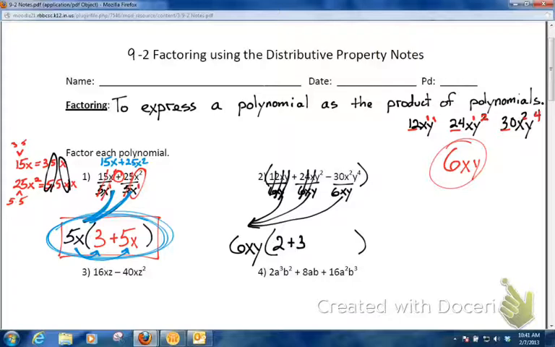The x's cancel completely. 2 y's over 1 y leaves us with 1 y. Negative 30 over 6 is negative 5. There will be a single x left because 2 minus 1, and then there will be 3 y's left. And so there is your answer. You have factored out the 6xy, factored out the GCF.